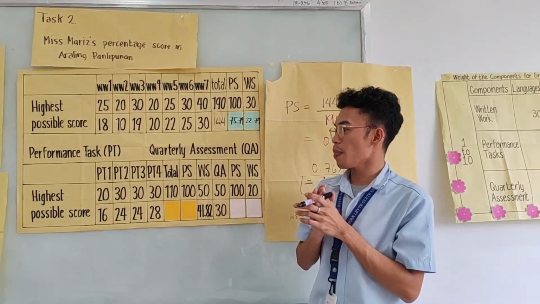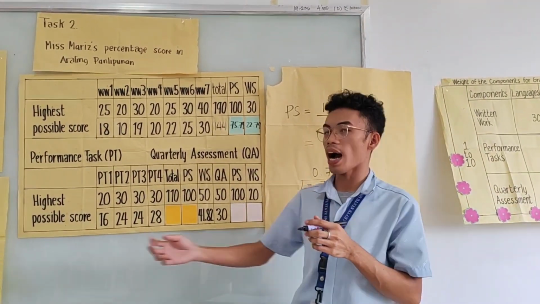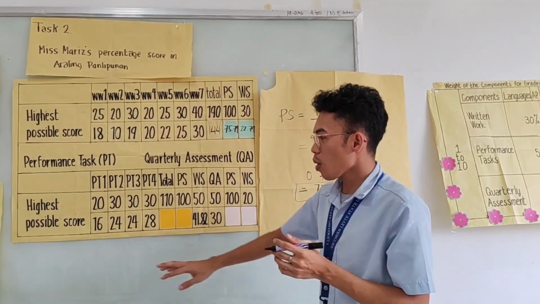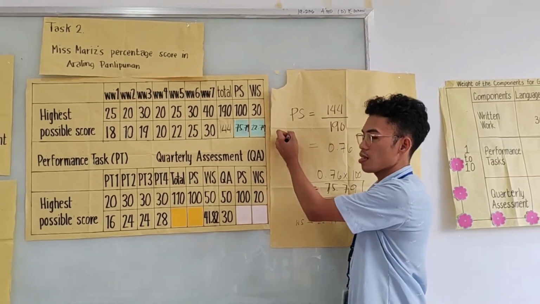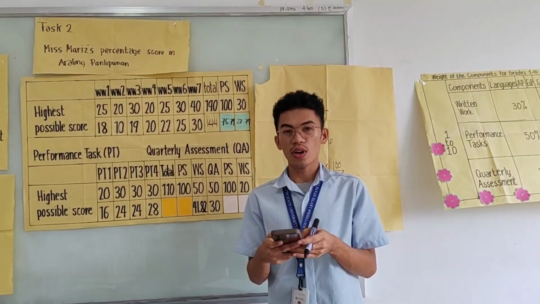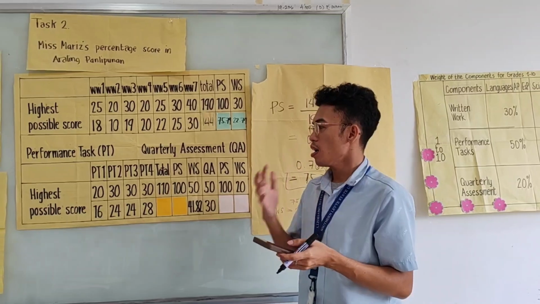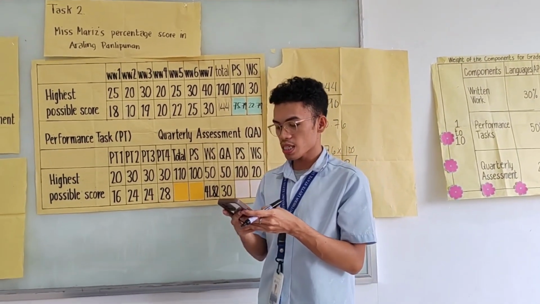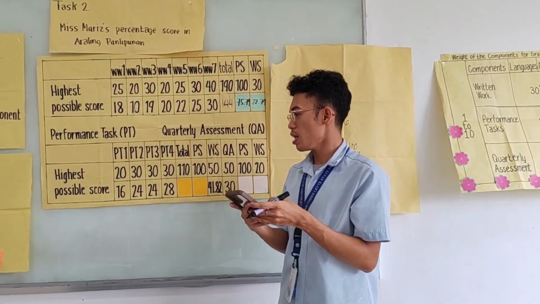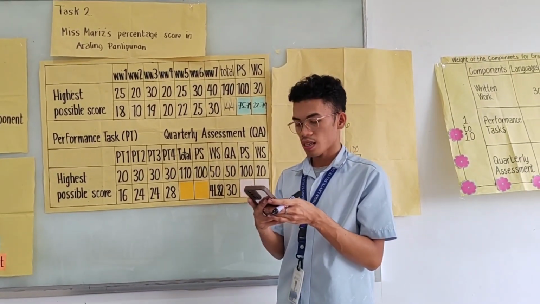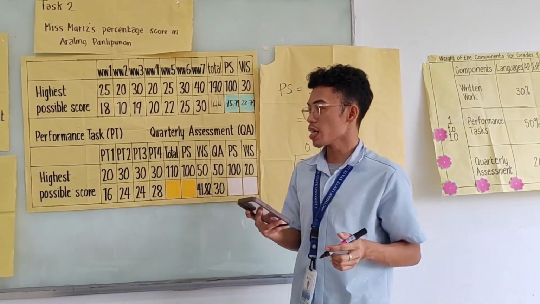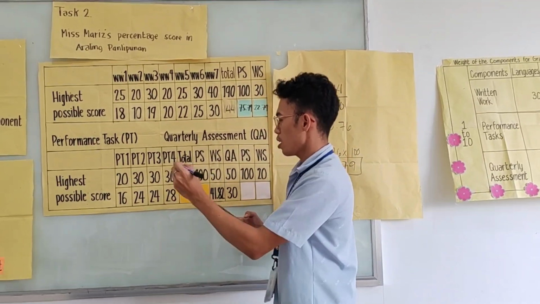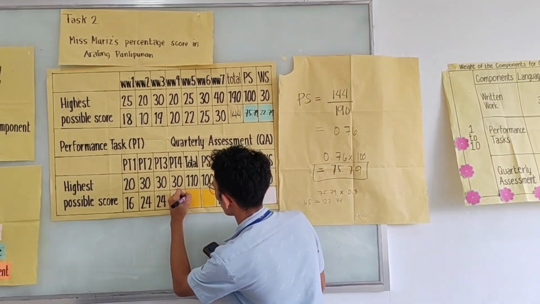First step in getting the percentage score, we need to add all of Miss Marie's raw scores in performance task. We need to add all her raw scores in order to get the total number. So, 16 plus 24 plus 24 plus 28. Miss Marie's total raw score in the performance task is 92. So the total here is 92.